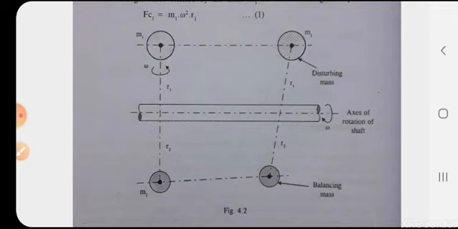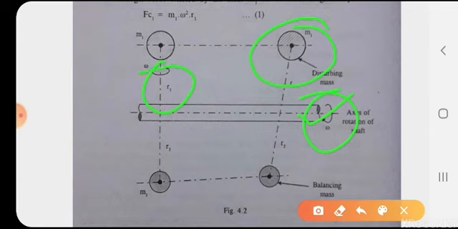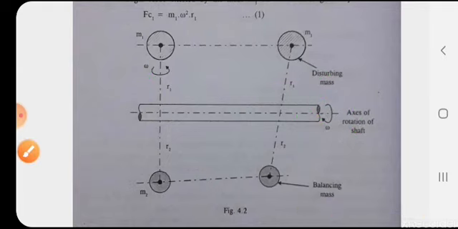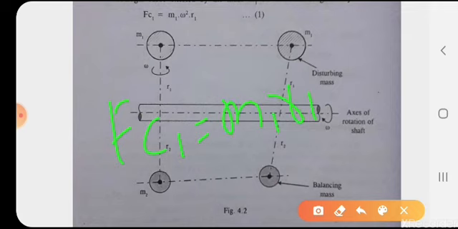Consider a disturbing mass. So this is the disturbing mass, that is m1, attached to the shaft at angular velocity omega, as shown in the figure. You can observe the diagram. Let r1 be the radius of rotation of the mass m1. Then the centrifugal force exerted by the mass m1 on the shaft is given by Fc1 equal to m1 r1 omega square.